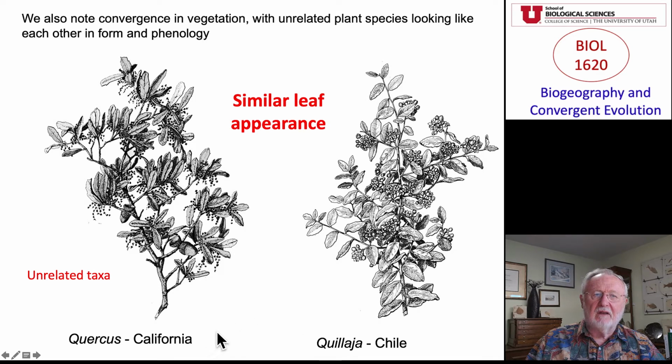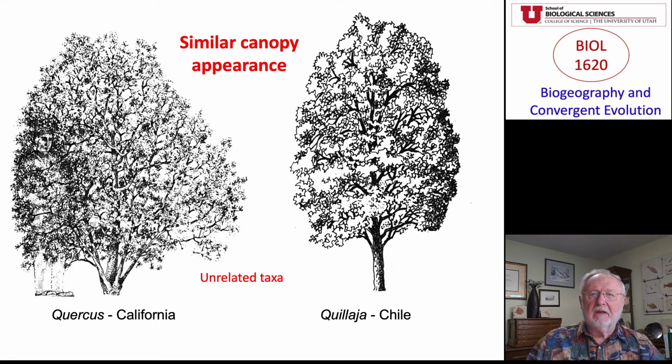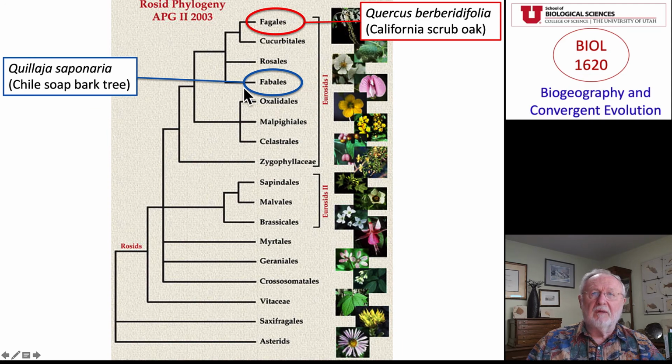These are unrelated taxa. In California, we'll find Quercus or oaks. If we go to Chile, we'll find Quillaja, similar appearance, but unrelated to each other. If we begin to look at the stature of these, Quercus here in California and Quillaja in Chile, they look the same. We have the man in the picture here to give you some idea of scale. Quillaja is in the Fabales, and the Quercus is in the Fagales, very distantly related taxa. But under similar climatic conditions, we see the evolution of and natural selection favoring similarities in both function and in appearance.